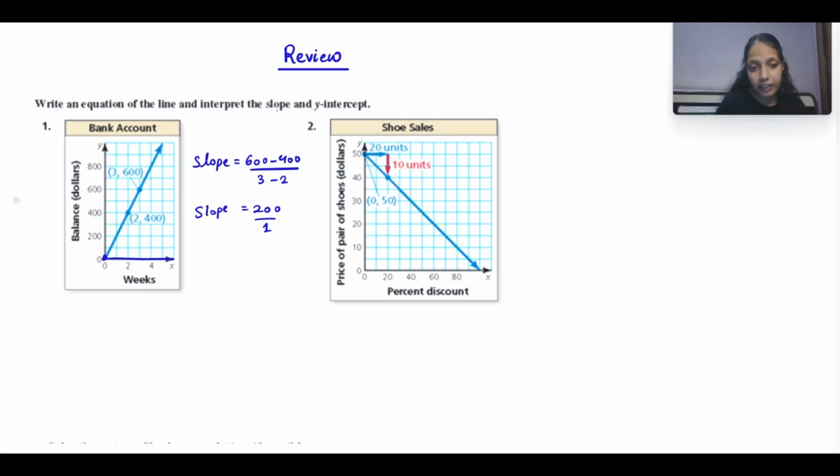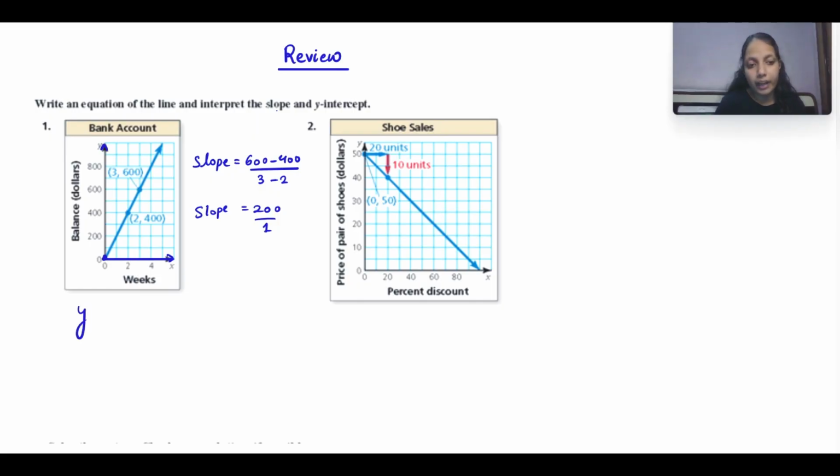What is the meaning of the slope here? Here the x values are weeks and the y values are in balance. So that means the balance is increased by $200 every week. And y-intercept. Question is asking what is y-intercept. In this case, y-intercept is 0. So that means at the starting there was no balance.